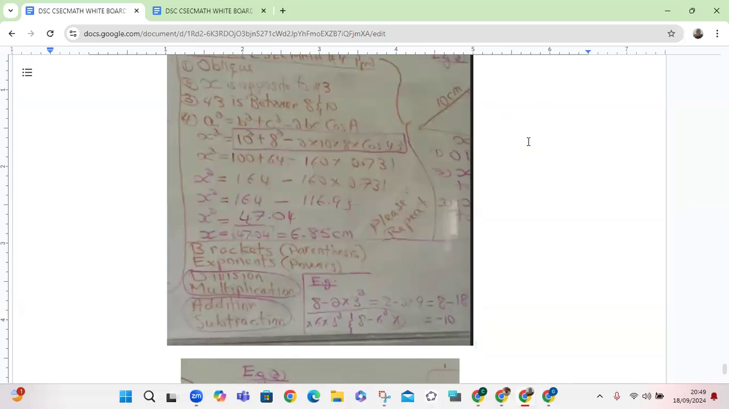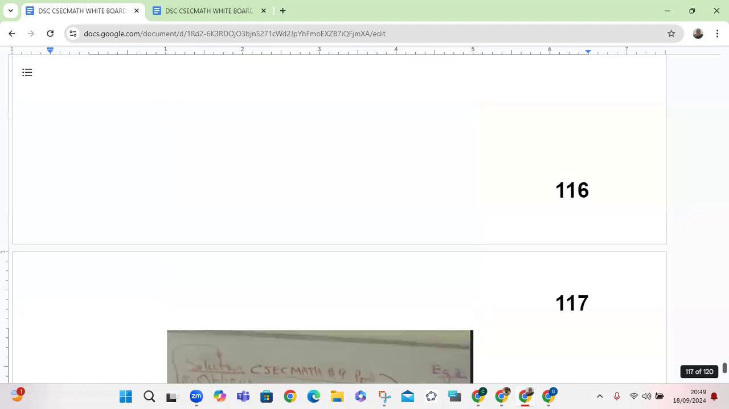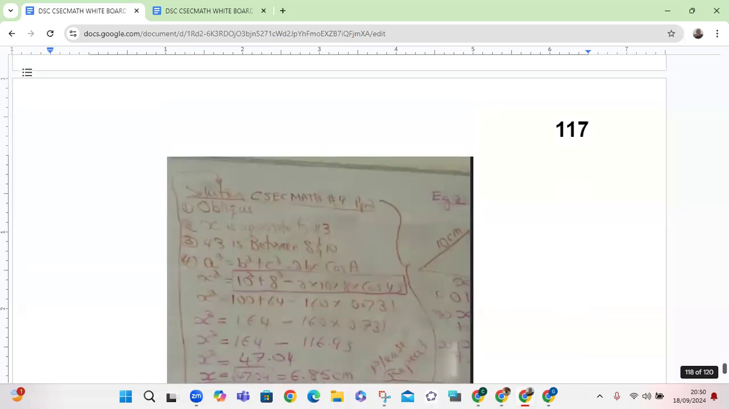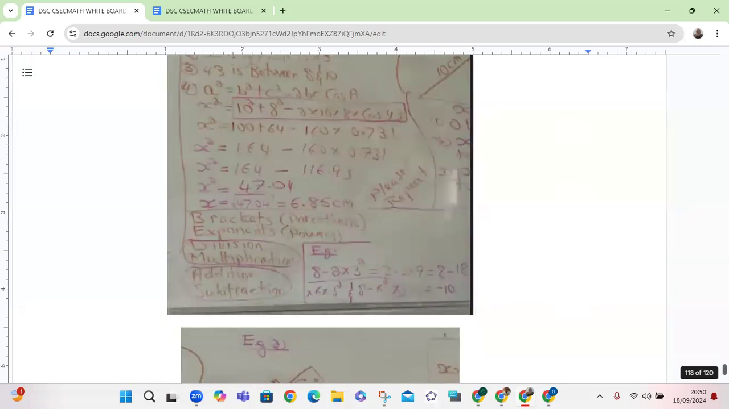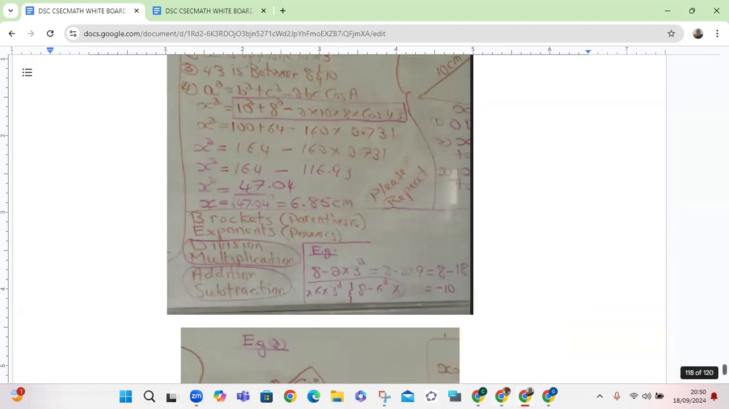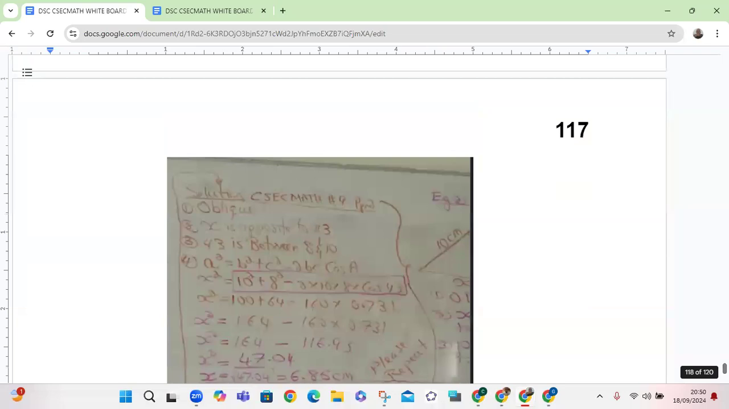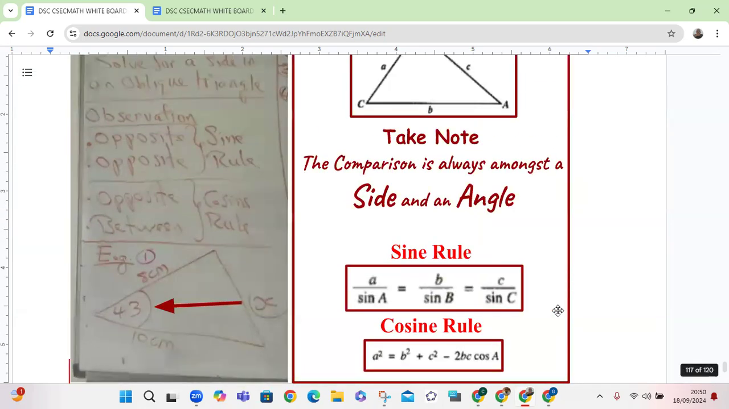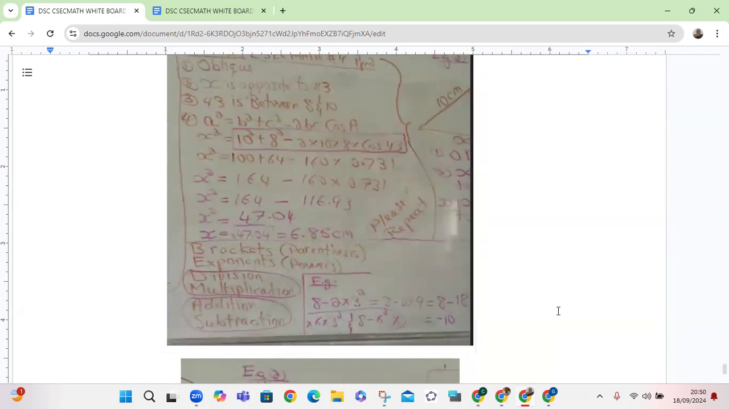So here the observations are written. It is an oblique triangle. Side X is opposite to 43 degrees. And 43 is between 8 and 10. So here it is written. And here is the cosine rule.